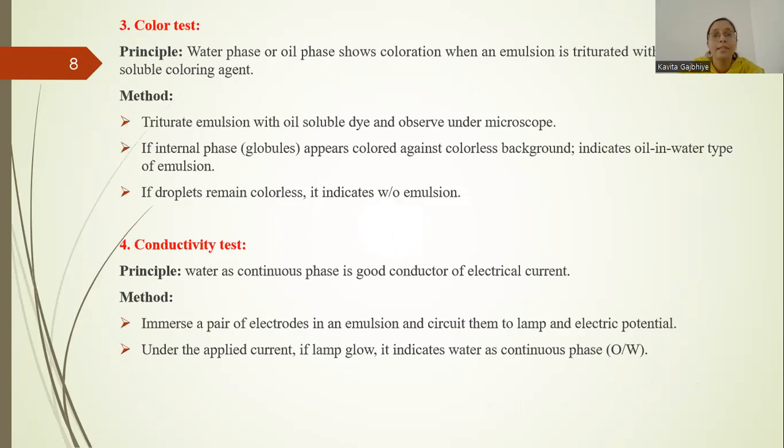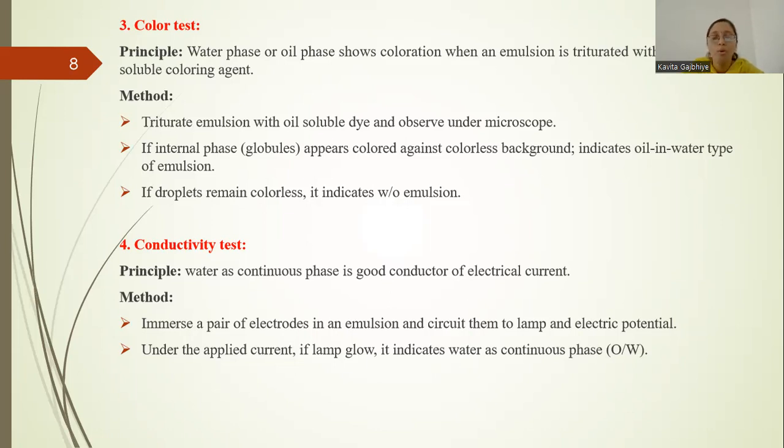Then the third type of test is the color test. So what is the principle in this color test? The water phase or oil phase shows coloration when an emulsion is triturated with a water or oil soluble coloring agent. For example, what is the method we'll see? Triturate the emulsion with oil soluble dye and observe under a microscope. If the internal globules appear colored against the colorless background, it indicates oil in water type of emulsion.